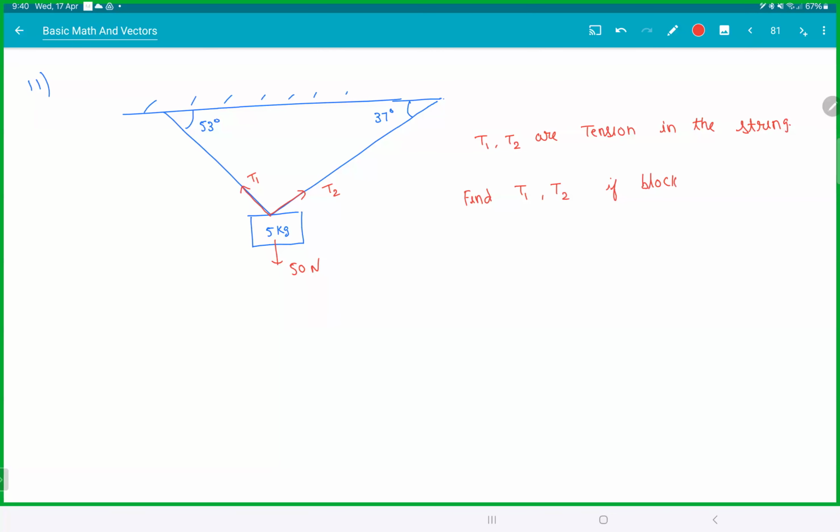So basically you tied the block with two different strings. They're making angles 53 and 37. Tensions are T1, T2. So you have to find T1, T2. Weight is 50 newtons. This is how questions will come. This is how we need components. So resolving a vector into horizontal and vertical is a most important one. In entire mechanics that is like a basic thing, obviously. So let's get sufficient practice with this. You should be quite comfortable. Find T1, T2.